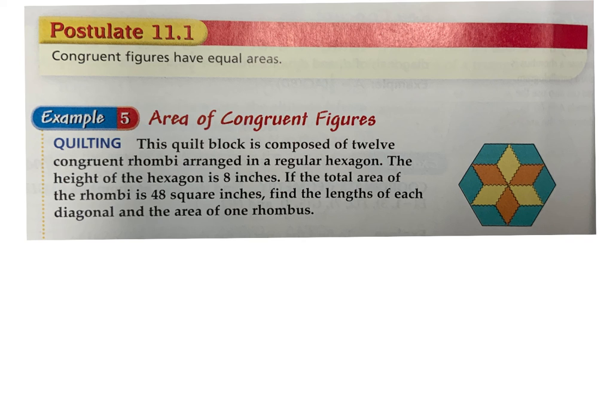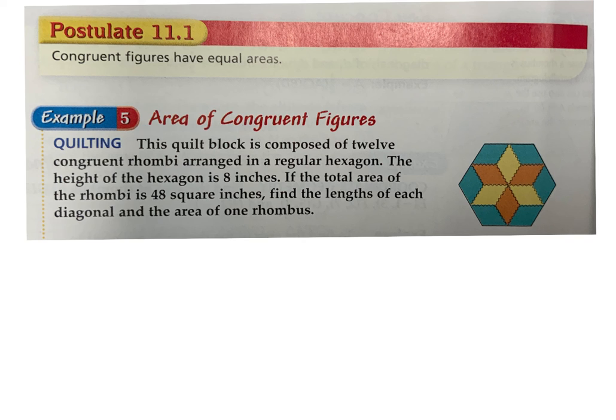Postulate, which seems like it would be common sense, but they tell us anyway: congruent figures have equal areas. If everything is congruent on the figure, then when you multiply it, it's going to have the same area. This quilting block is composed of 12 congruent rhombi arranged in a regular hexagon. The height of the hexagon is 8 inches. If the total area of the rhombi is 48 square inches, then find the lengths of each diagonal and the area of one rhombus.